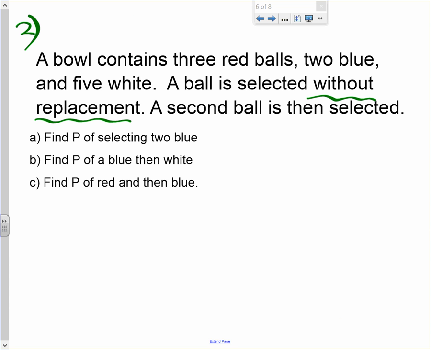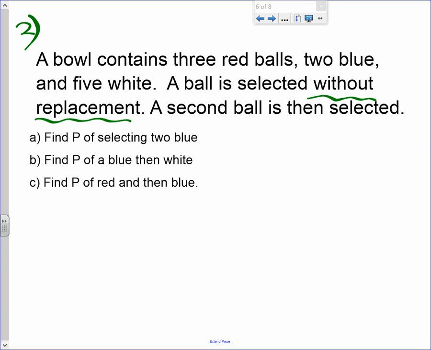Here is a case, ladies and gents, of dependent events, the one all the way at the bottom. Again, we're only covering the last one, the third and fourth one. Next week is the first and second. Today is just independent, dependent. This is a dependent event because I'm not replacing the first ball I get, which means the sample space is now reduced.